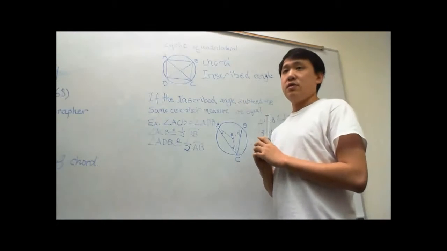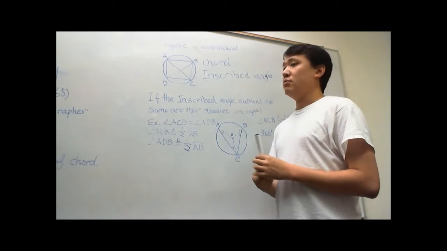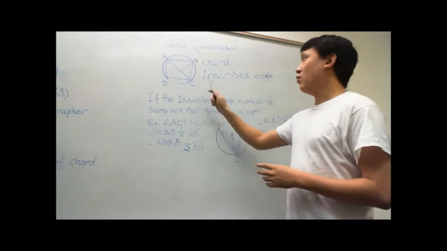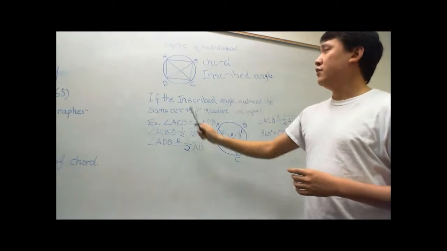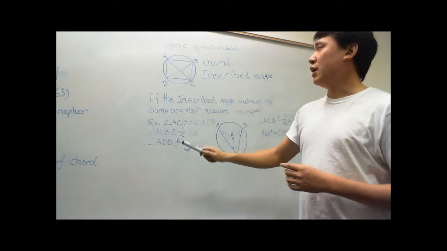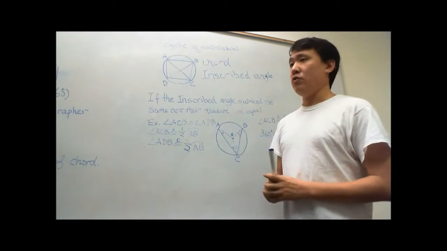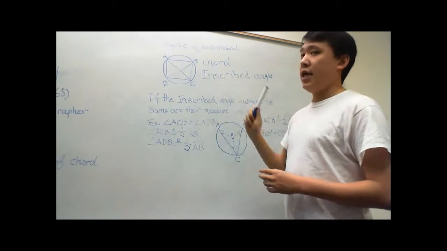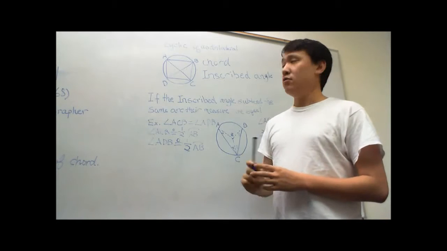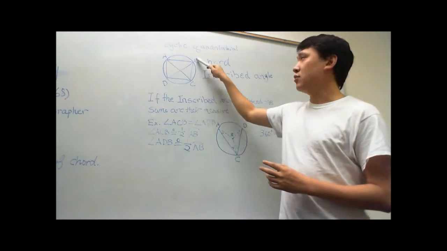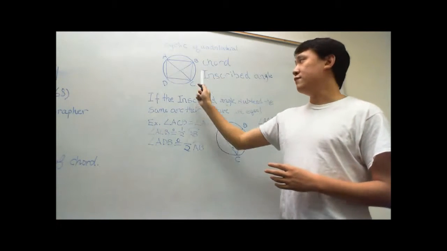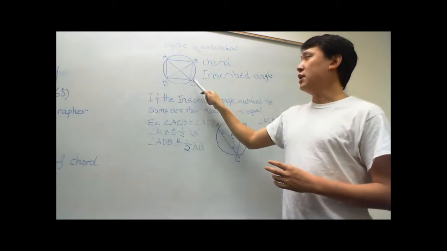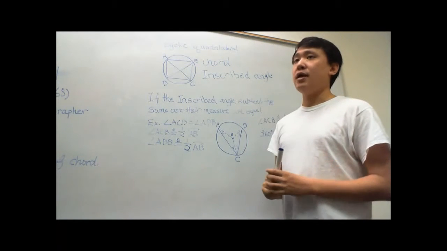Before we get to the theorem, I want to talk about some terminology we're going to use. First is chord. If you have two points on a circle and you connect these two points, we call that a chord. For example, DC is a chord. If you have two chords meeting at an endpoint, we call that an inscribed angle. For example, the chord DC and the chord BC meet at the endpoint C, so we call the angle DCB an inscribed angle.